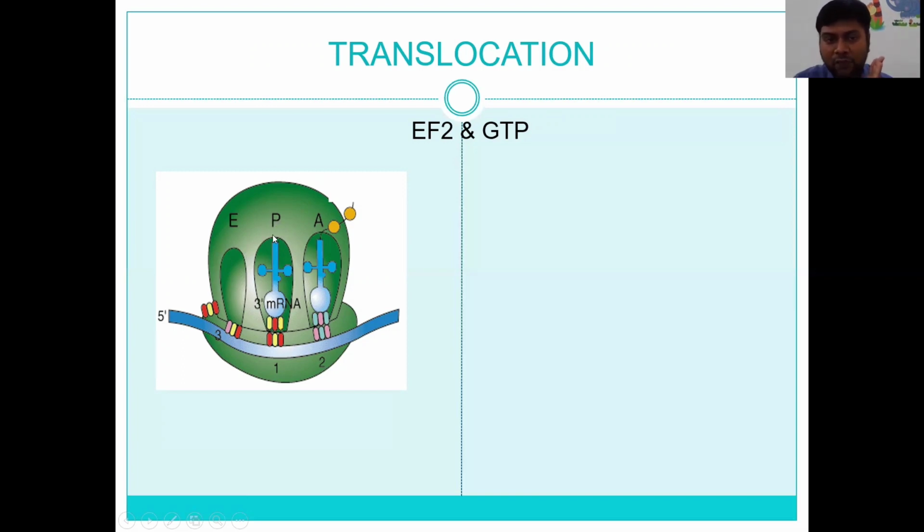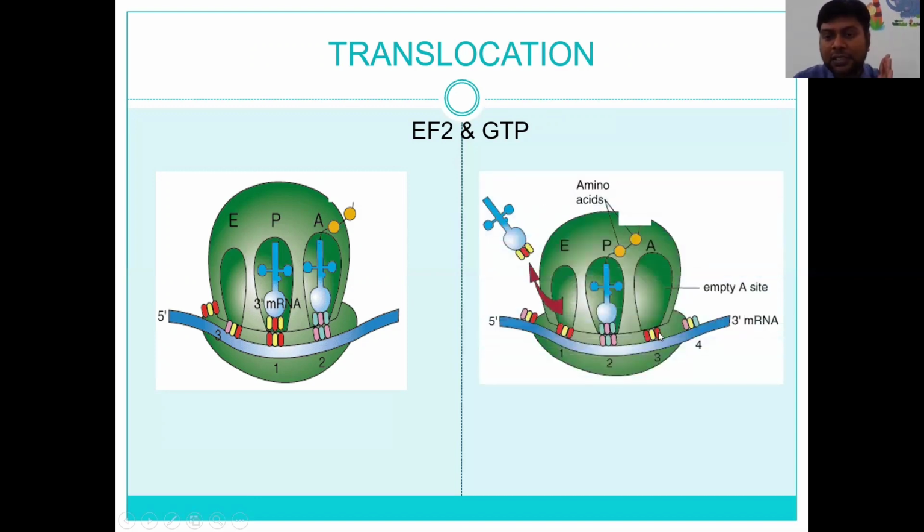The P site will move and occupy the tRNA which is holding the peptide bond, whereas the A site will move and occupy the next codon, the next 3 nucleotides in the mRNA sequence. So the translocation leads to the movement of the ribosome by a distance of 3 nucleotides. As a result, what happens?